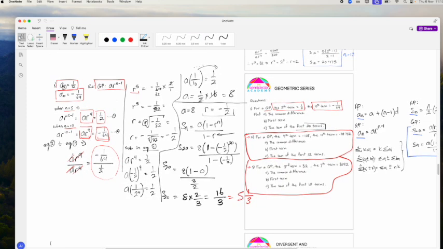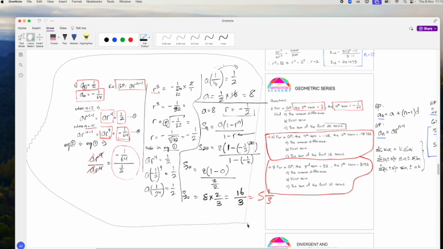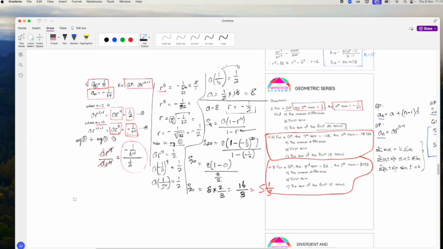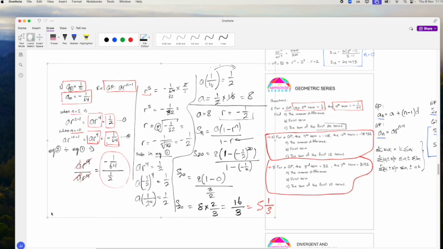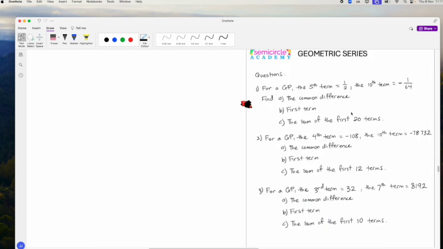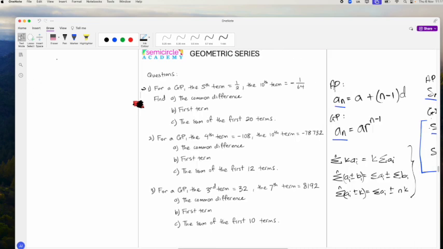So next up, we are talking about the same kind of question, but for a GP this time. And the rest of the questions were done in class. Number 1 was done in class. When we did number 1 in class, okay, so let's talk about number 1 here, and we have the same type of questions, but this time we're dealing with a geometric progression.